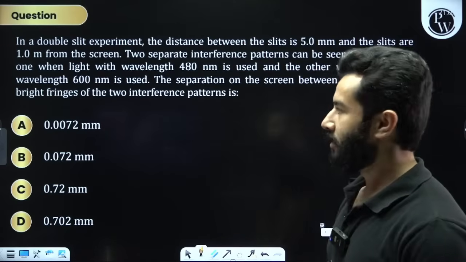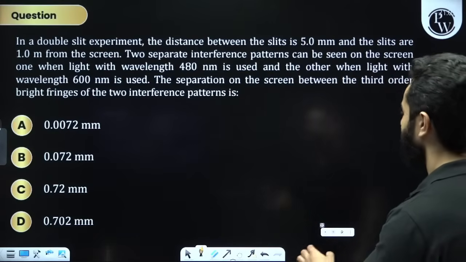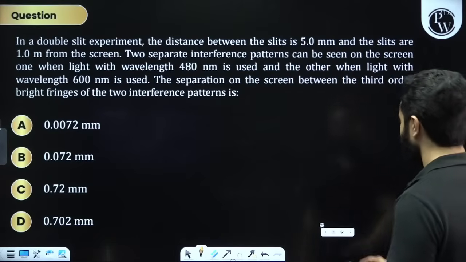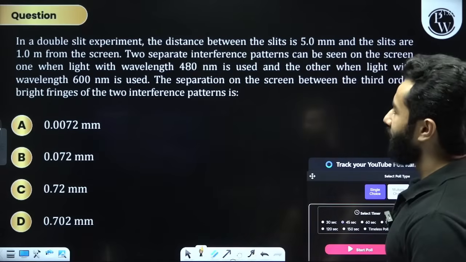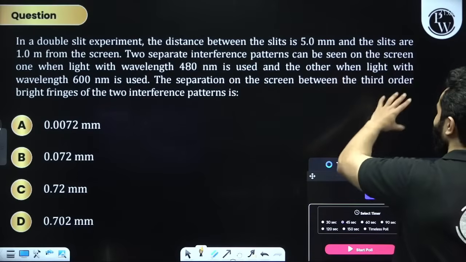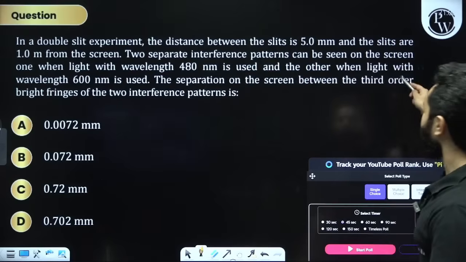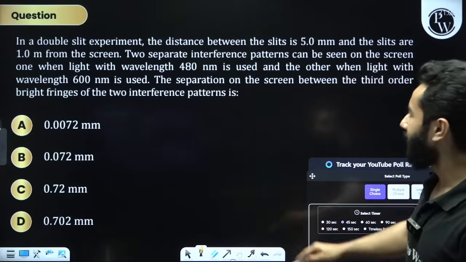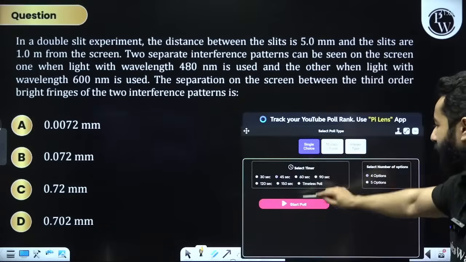Next problem. Let's solve this. In a double slit experiment, the distance between the slits is 5 millimeter. Small d is 5 millimeter, capital D is 1 meter. Two separate interference patterns can be seen on the screen when one light of 480 nanometer is used and another of 600 nanometer. The separation on the screen between the third order of bright fringe, dosto.